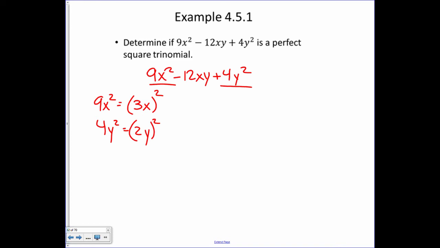Now we just want to check that the term in the middle is 2 times a times b, or two times 3x times 2y. And what you get is 12xy. And that's our middle term. And so this thing is a perfect square trinomial.